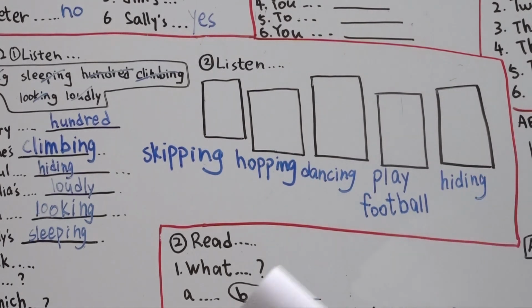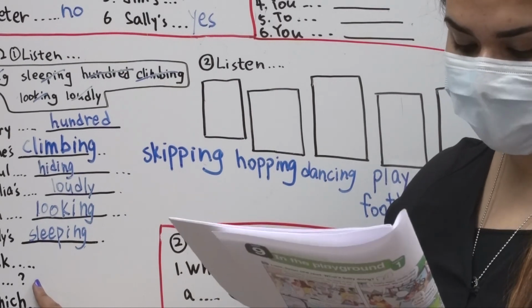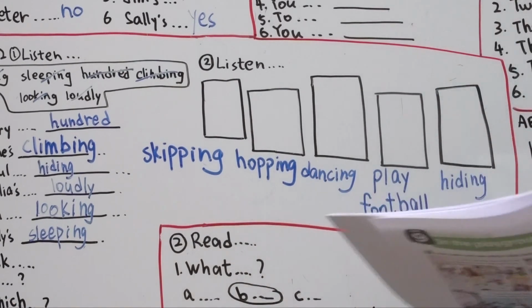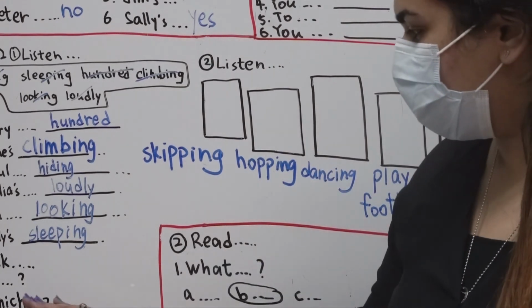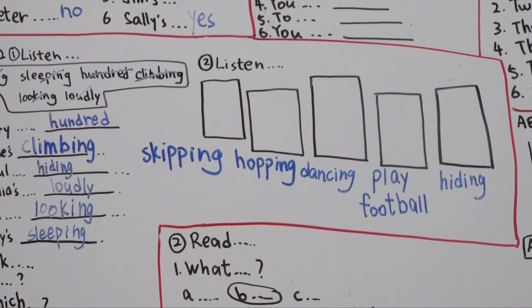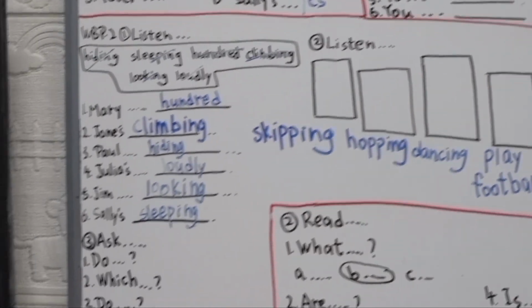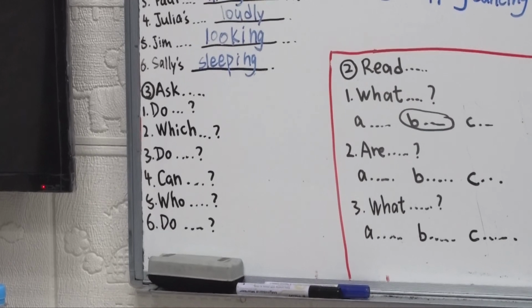Ask and answer together. Question number 1 for you today is, do you play games in the playground? If you do, what do you have to say? Yes, I do. If you don't, what do you have to say? No, I don't. Okay. The next question, now you can answer. Which game do you play?